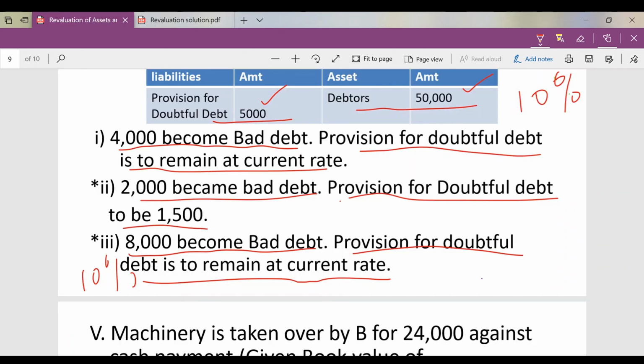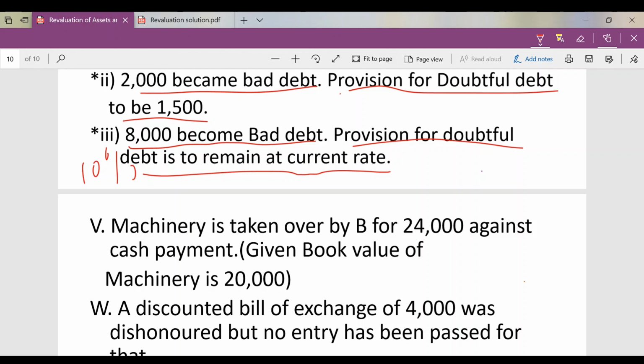Now coming to the next thing. Machinery is taken over by B for 24,000 against cash payment, right? And the given value of machinery is 20,000. So the partner B is taking over, but for cash.